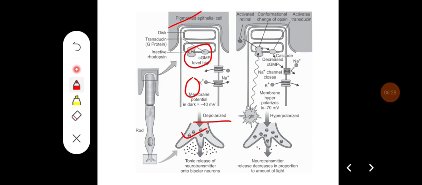In case when the light falls, there will be production of transducin, which causes decreased levels of cyclic GMP, which causes the closure of sodium channels. So sodium levels decrease, which is going to lead to hyperpolarization, and that leads to a decrease in the neurotransmitter glutamate, and so this is going to inhibit the interneuron, and interneurons in turn excite the bipolar cells.